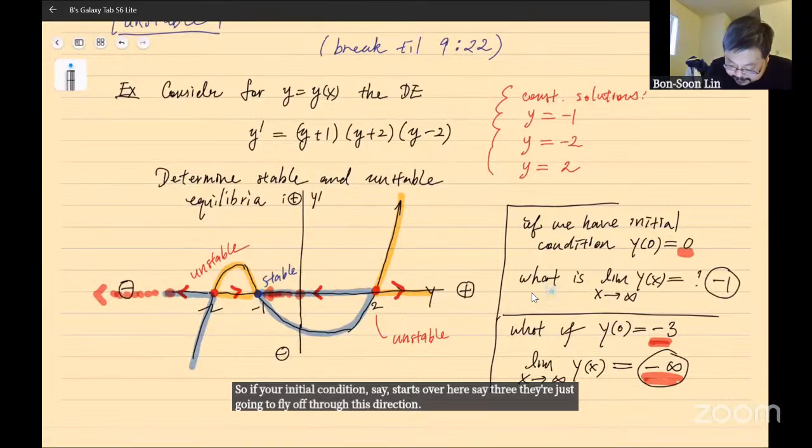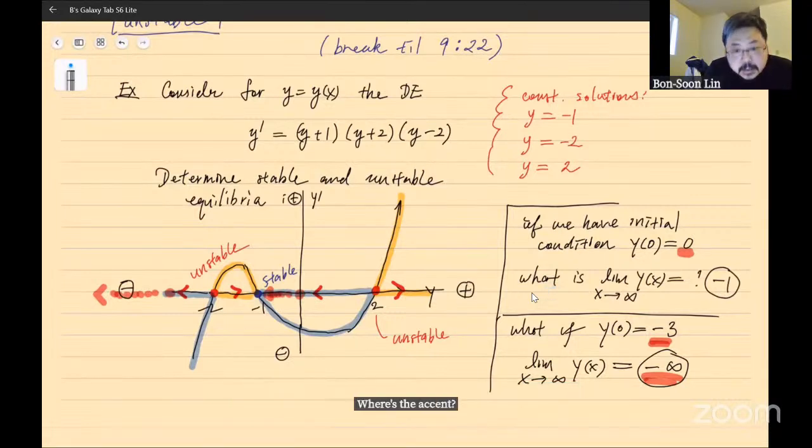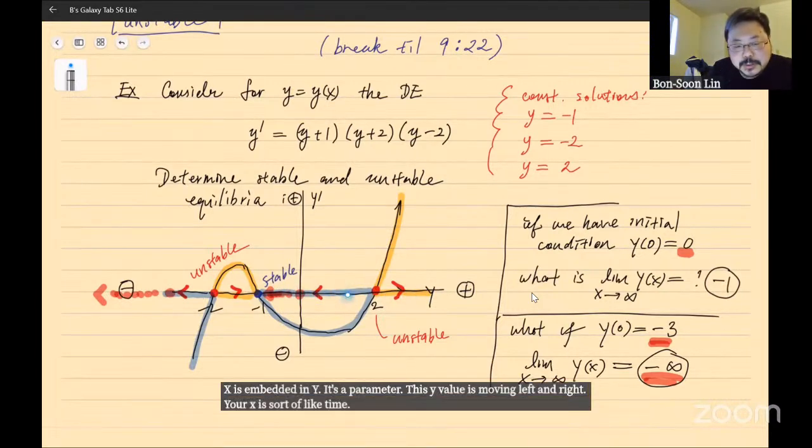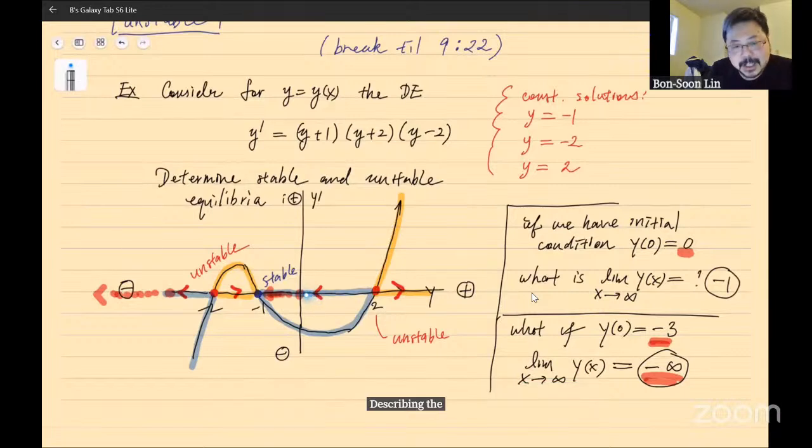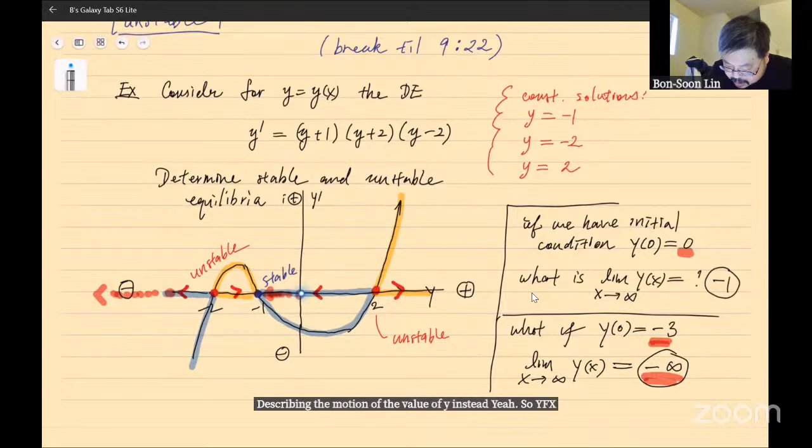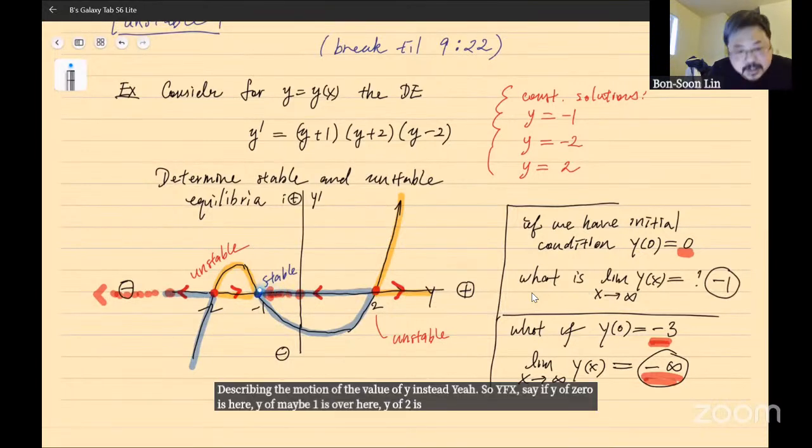And where's the X then? X is embedded in Y. X is a parameter. This Y value is moving left and right here. X is sort of like time, describing the motion of the value of Y. So Y of X, say if Y of 0 is here, Y of 1 is over here, Y of 2 is over here, it just keeps moving to the left. I understand. Thank you.